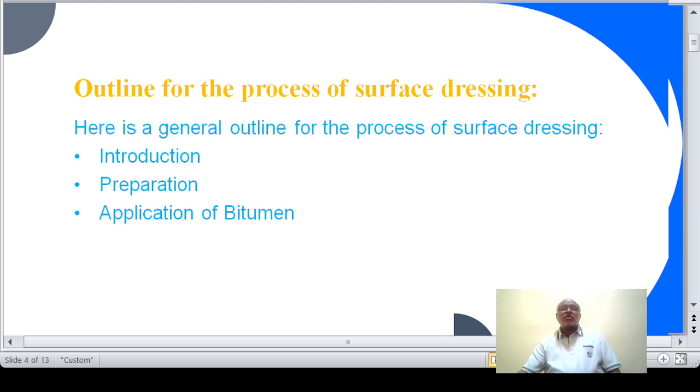Surface dressing is a common road maintenance technique used to waterproof and protect the road surface from wear and tear. It involves applying a thin layer of bitumen or asphalt emulsion to the road, followed by a layer of aggregate chips. This helps to seal cracks, prevent water infiltration, and improve the skid resistance.